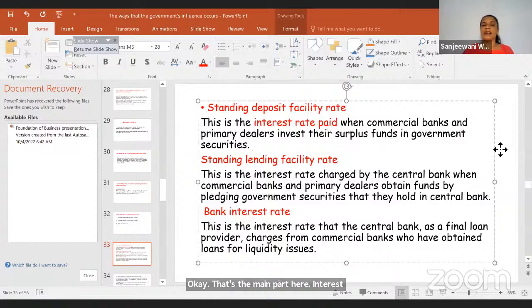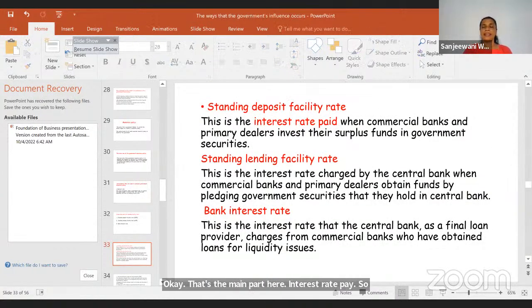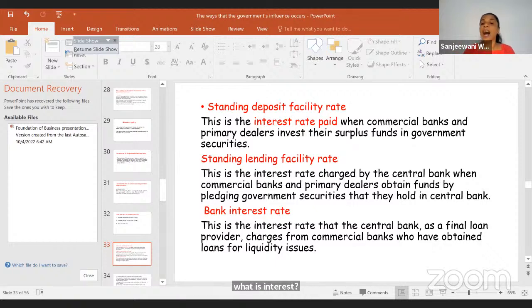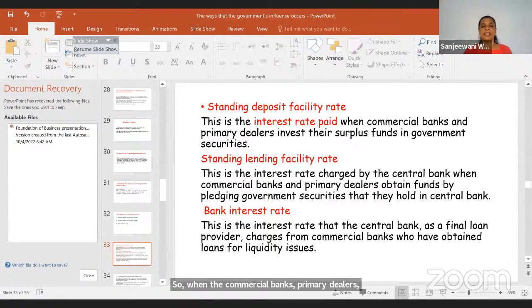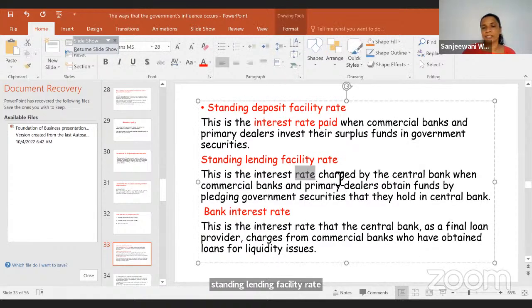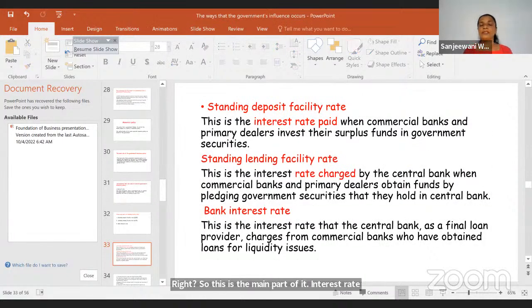So what is standing lending facility rate? This is the interest rate charged by the central bank when the commercial banks, primary dealers, obtain funds by pledging government securities, right? Then the interest rate charged by the central bank is known as standing lending facility rate, right? So this is the main part of it, interest rate charged and interest rate paid. These are the main two things that you need to memorize, right?